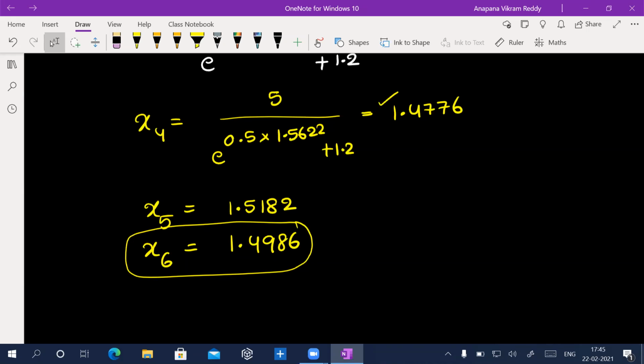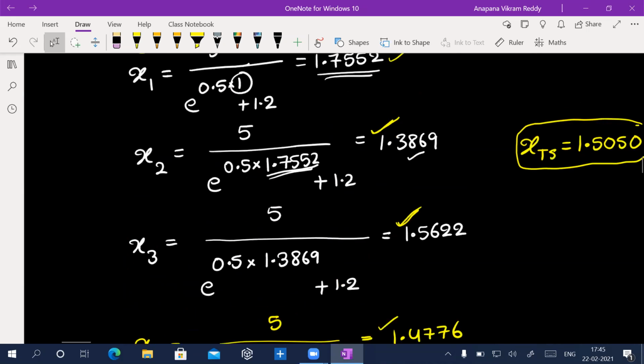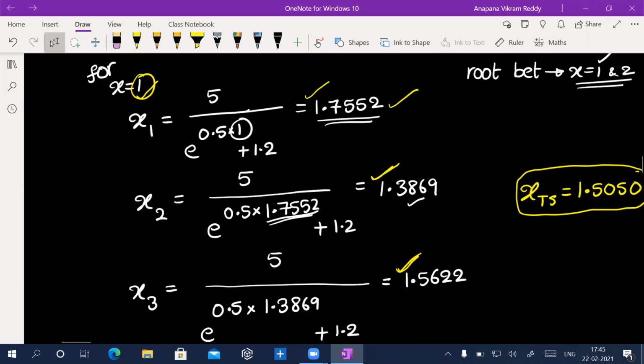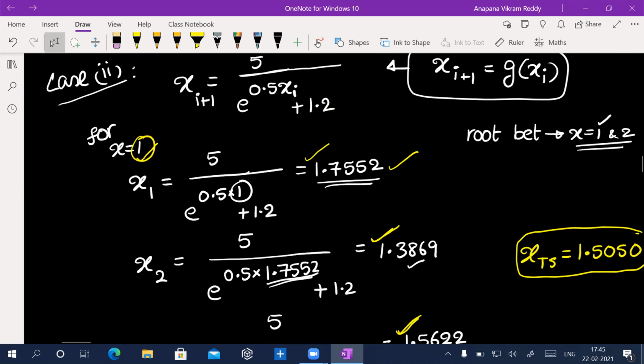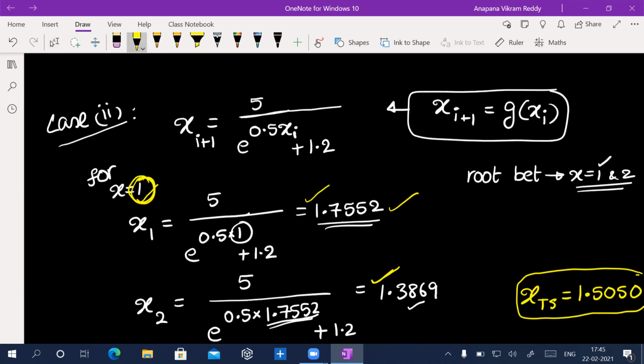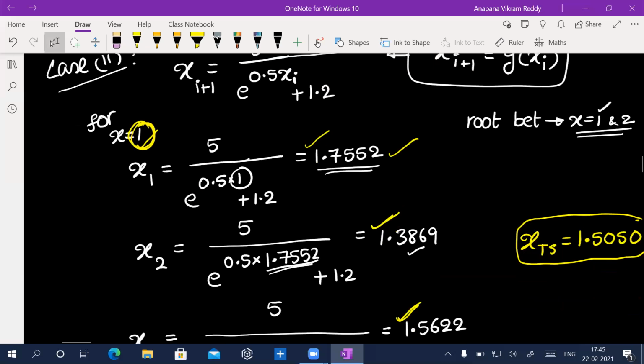Yes, sir. You have substituted x equal to 1 initially. Now you take x equal to 2. Again, you go home and put x equal to 2, and check it again. You will see convergence, okay? Now I'll take case 1. So what is my case 1 here?